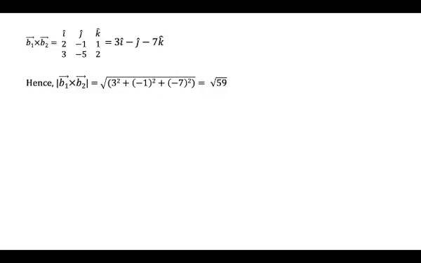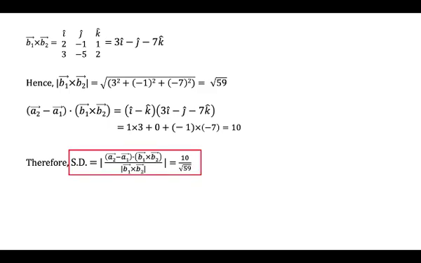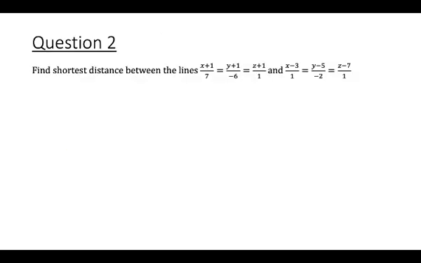Now find vector a2 minus a1 dot b1 cross b2, and this is (i minus k) dot (3i minus j minus 7k), and this equals 1 into 3 plus 0 minus 7 into minus 1, and this equals 10. Now shortest distance equals modulus of (a2 minus a1) dot (b1 cross b2) upon magnitude of b1 cross b2. Put the values and we get shortest distance equal to 10 upon root 59 units.